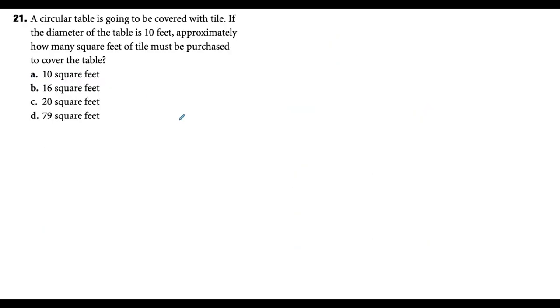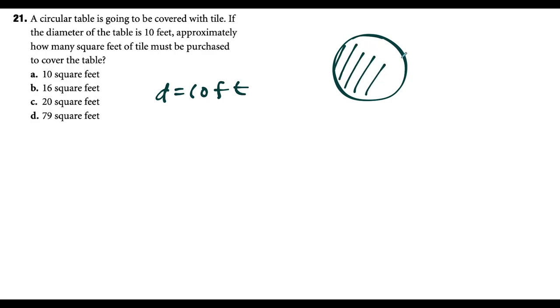So we have a circular table that is going to be covered with tile. The diameter is approximately 10 feet. And approximately how many square feet of tile must be purchased to cover the table? So if we have a circular table and we want to cover this thing, so we're covering it with square tiles, the idea is that we're going to find the area of this circular table.